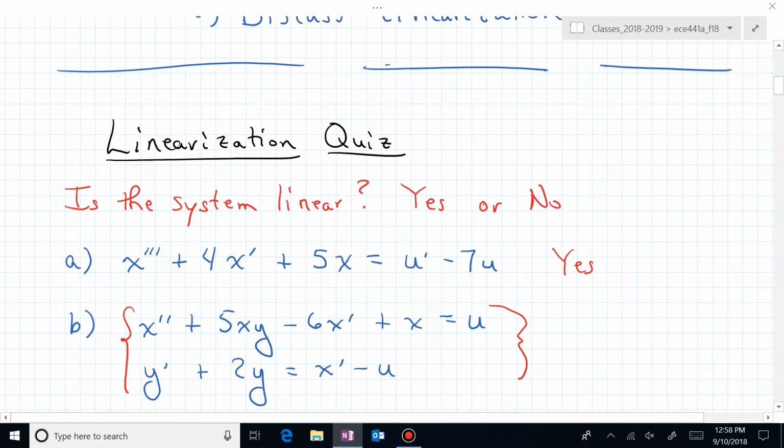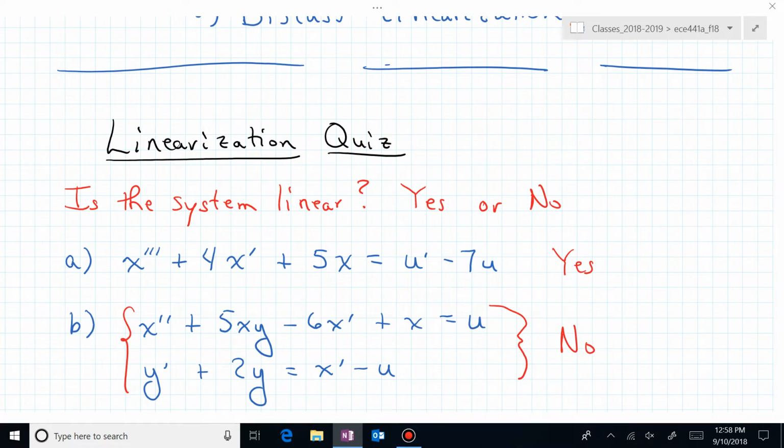Here's part B, and I want you now to answer this question again. Is the system linear? Here you have a coupled differential equation. You have some dynamics in x, you have some dynamics in y, and the input is u. I want you to tell me, is this system linear or not? Pause the video, and when you have an answer, hit play. In fact, this coupled system is not linear.